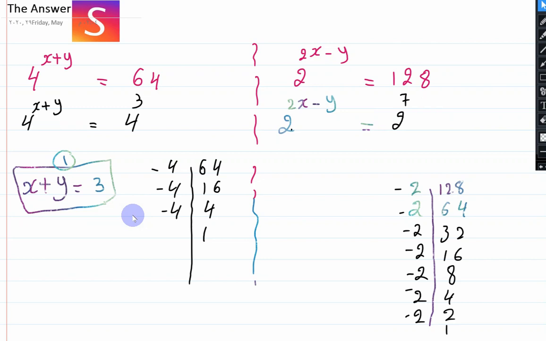So I have here the base equal base, then the power will be equal to the power. So the second equation is 2x minus y is equal to 7. Now I have two equations. I want to solve both of them to find the value of x and y. So I'm going to solve it with simultaneous equations.